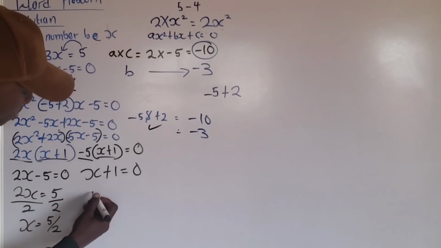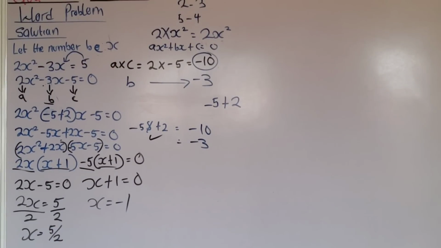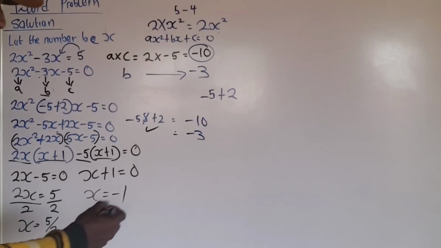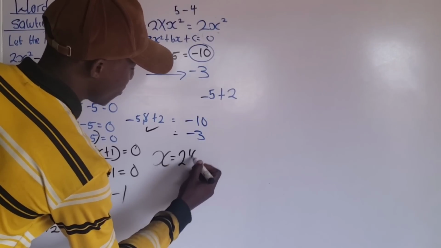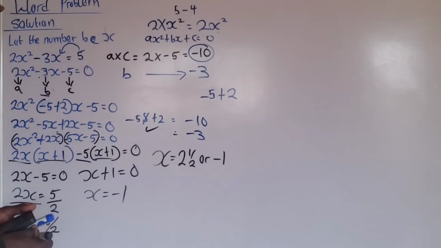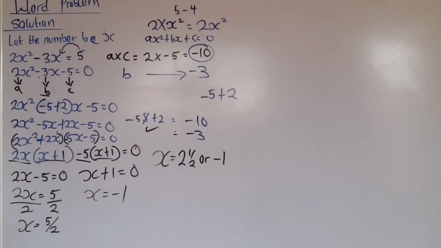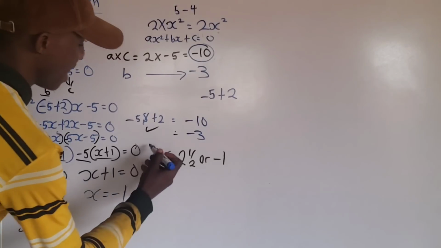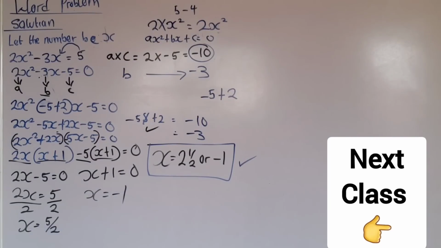Now let's deal with the second part. x is equal to -1. So the solution to that question is x, which is the number, equals 2 whole number 1 over 2, or -1. You understand? That is the number that we are asked to determine. So if you got this, you are correct. So that will be all for this class.